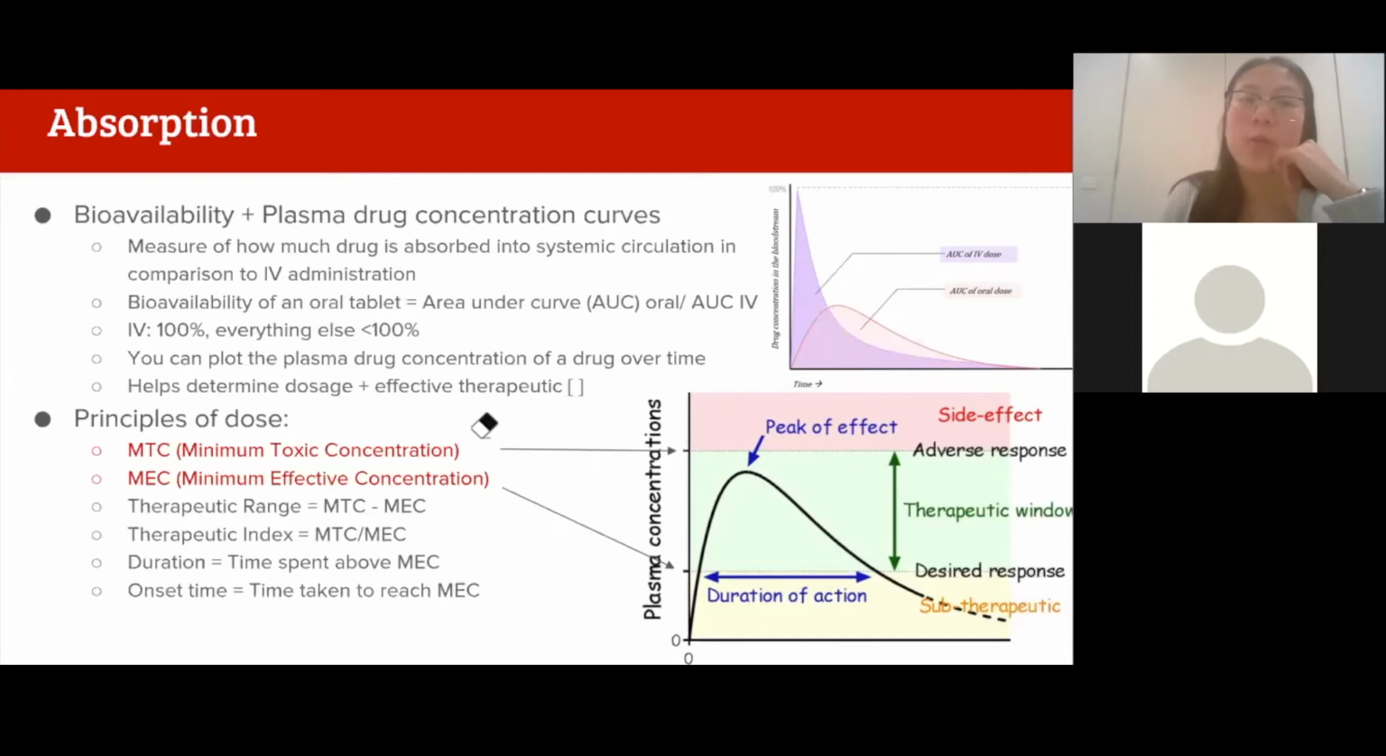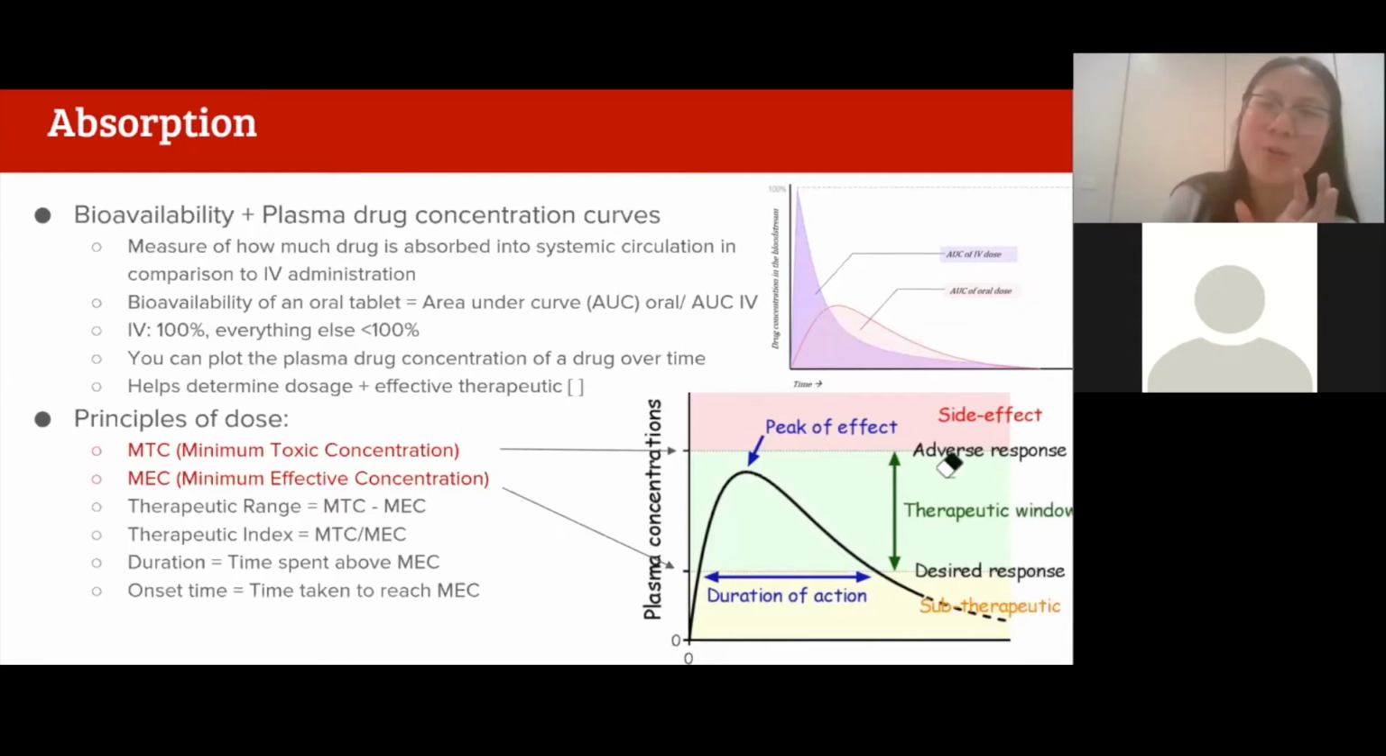Now, drugs will also have a minimum toxic concentration. So what concentration do they need to be before they start becoming really toxic to the body, and a minimum effective concentration, below which they're not going to do anything for your body. They're going to be subtherapeutic. They're not going to actually improve things or work toward their target response if they're underneath this concentration.